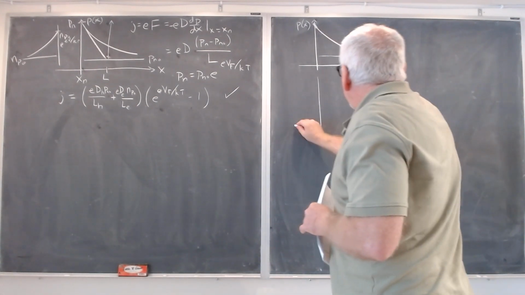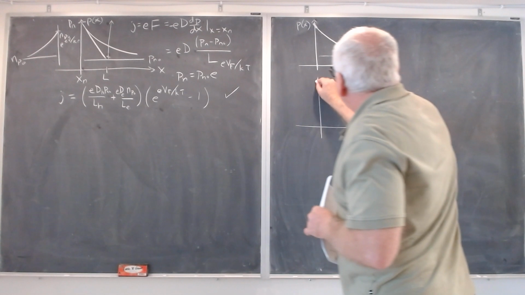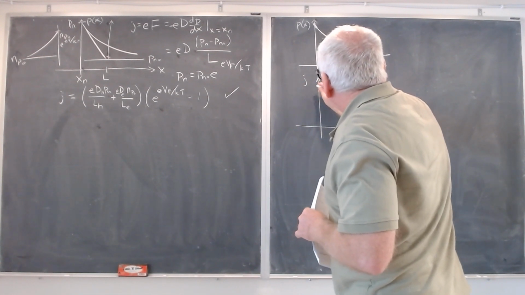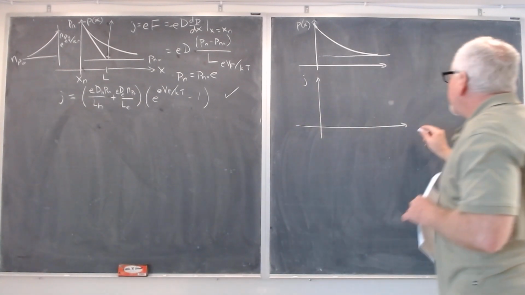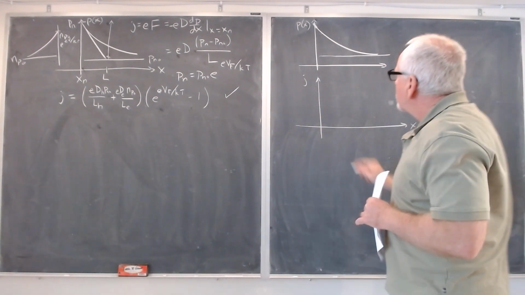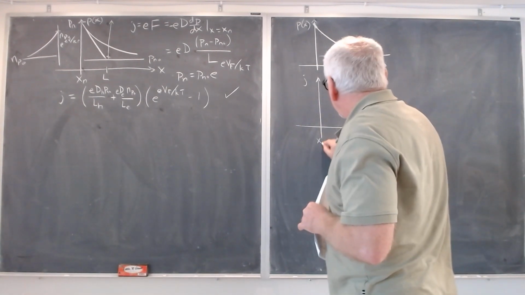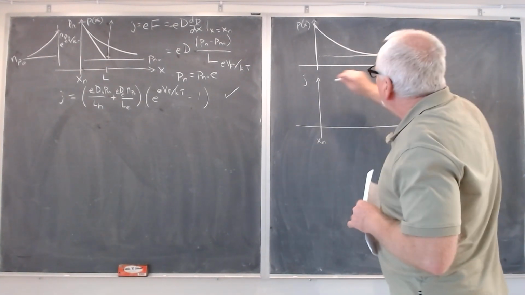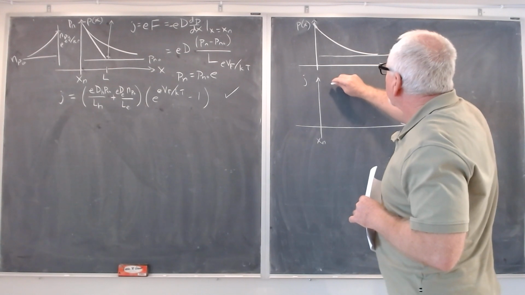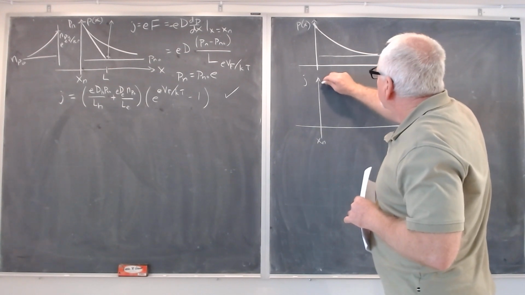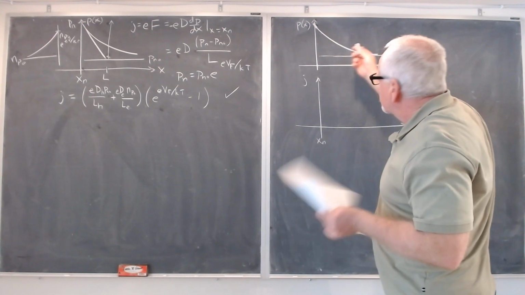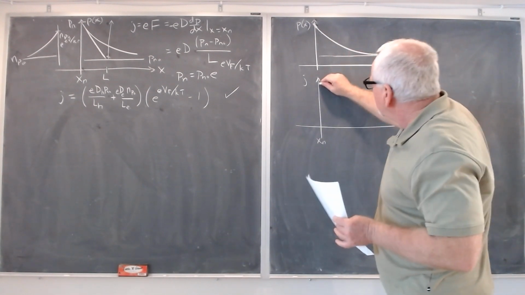So if you were to plot J, and I'll just write J there as a function of X. All right, remember this is Xn, the edge of the depletion region. What you will find, right, is that since J is the slope of this, that's also going down exponentially. All right.